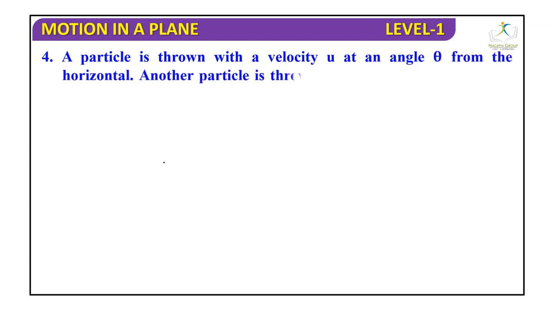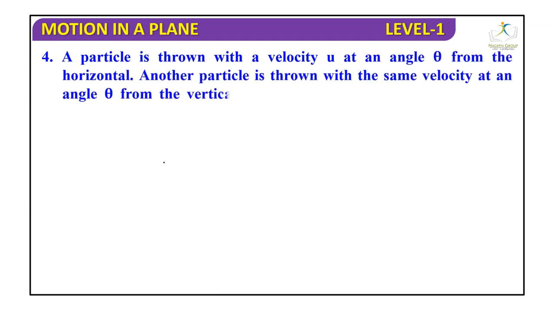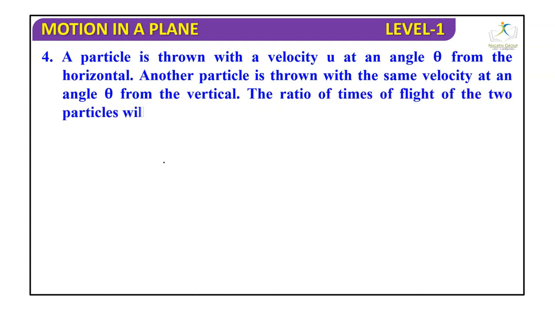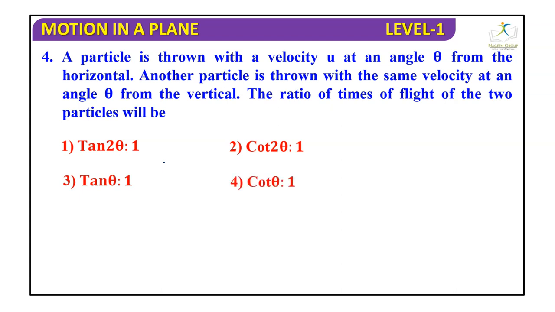Next question. A particle is thrown with the velocity u at an angle theta from the horizontal. Another particle is thrown with the same velocity at an angle theta from the vertical. The ratio of the time of flight of the two particles will be: tan 2 theta ratio 1, cot 2 theta ratio 1, tan theta ratio 1, or cot theta ratio 1.